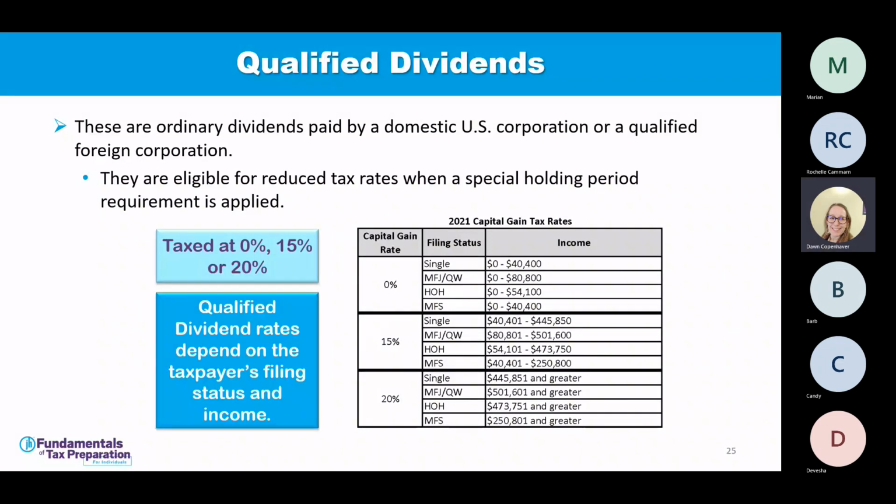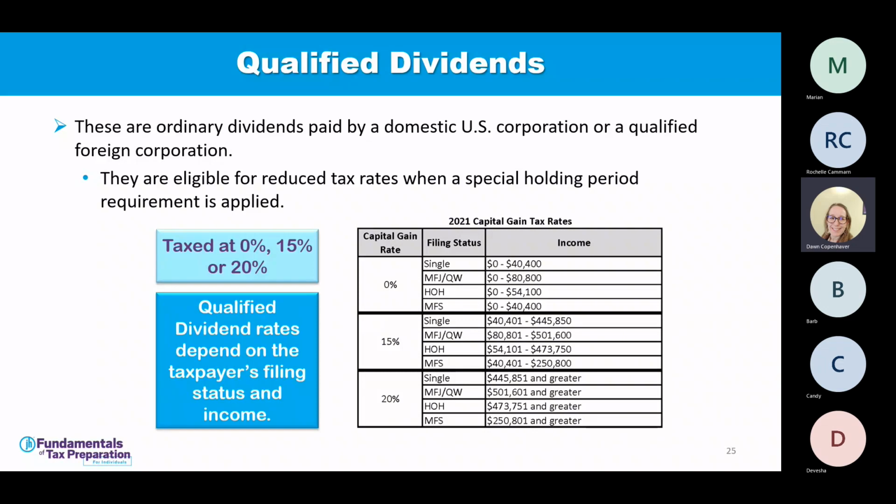And qualified dividends are taxed at capital gains rates, which are 0%, which is the one I want to be in, 15% or 20%. So in most cases, those are a reduced rate compared to your ordinary taxable income rates. And what category you fall in depends on your filing status and your income.